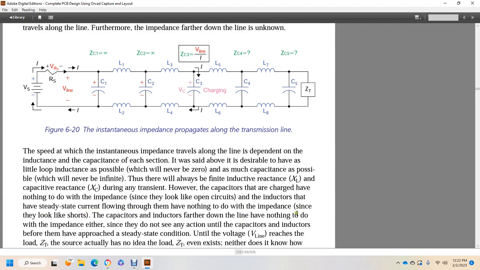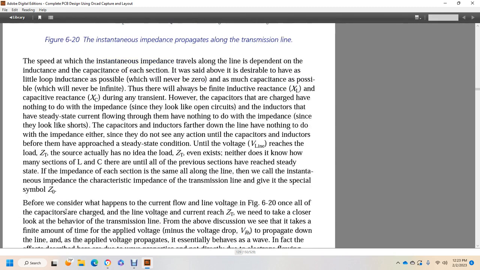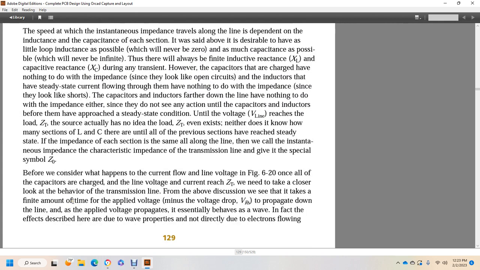The capacitors and inductors down the line have nothing to do with the impedance either, since they do not see anything from the capacitor and inductor before them until the voltage line reaches its steady value. The line doesn't even know that the source voltage VS exists, nor does it know what the next sections of inductor and capacitor are until the previous sections have reached a steady state. The impedance of each section is the same along the line. We call this instantaneous impedance the characteristic impedance of the transmission line, given the special symbol Z0.